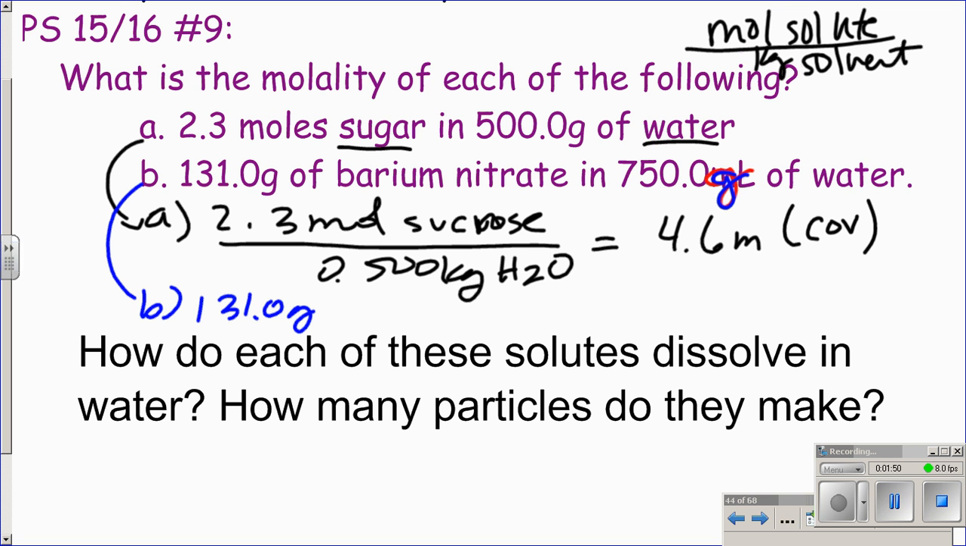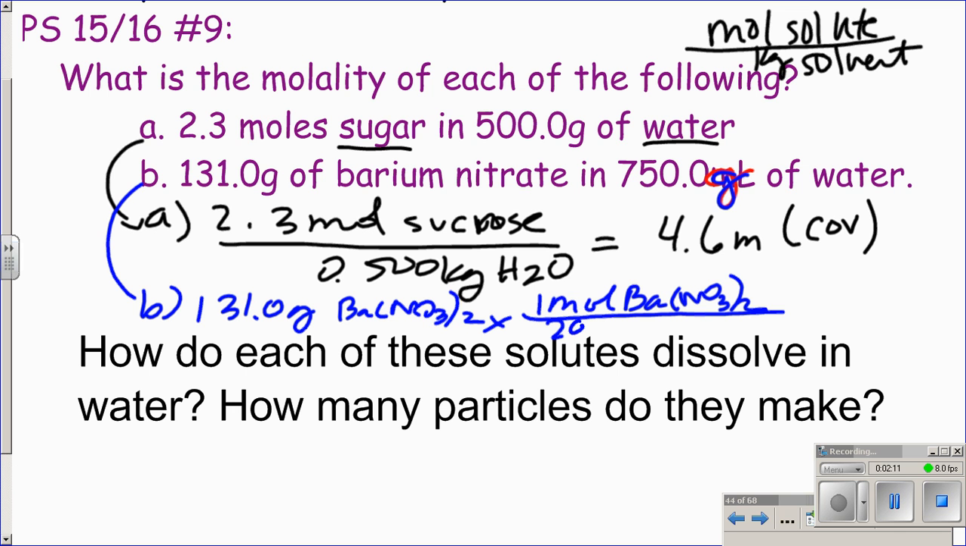So you'll notice I'm not going to give you the formulas. You are okay at nomenclature. Some of us are better than others. You got to keep working on it. What's barium nitrate's formula? Ba(NO3)2. So then taking that to moles, 1 mole of barium nitrate weighs what? You guys got that? 261.4 grams.